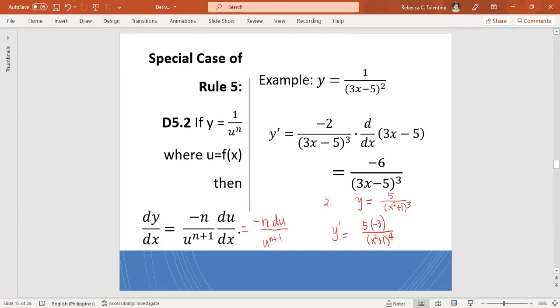And then, of course, we have to add du. Du is the derivative of the base. So we multiply by the derivative of x squared plus 1. We know the derivative of x squared to be 2x, and the derivative of 1 is 0. So our final answer is 5 times negative 3, which is minus 15. Minus 15 times 2x is minus 30x. So our y prime is minus 30x over x squared plus 1 to the 4th power.